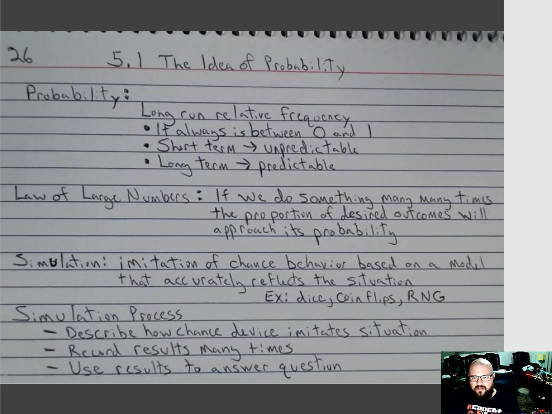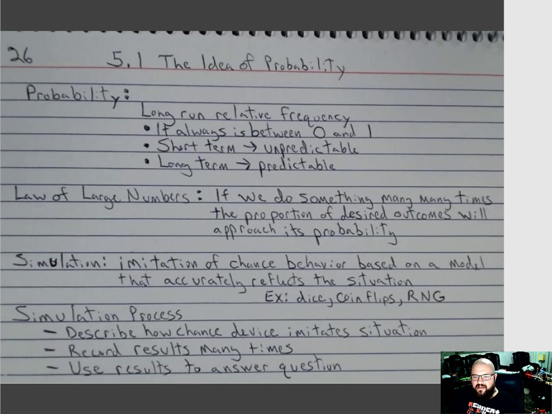We're talking about simulation as well. So imitation of chance behavior based on a model that accurately reflects the situation. Example, using dice, flipping a coin, a random number generator. Things like that will be used for a simulation, which we've already kind of touched on a little bit, but again, we're going to touch on it again, okay?